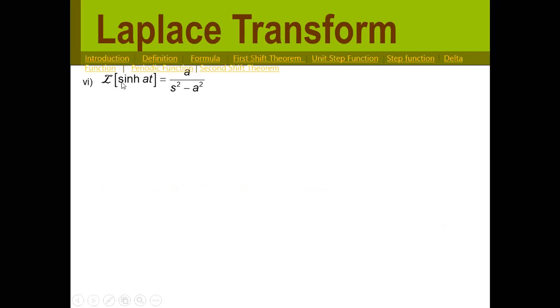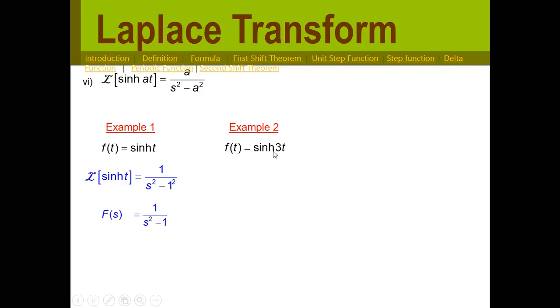Likewise, Laplace of sinh(at) is a over s square minus a square. So a is 1. So 1 over s square minus 1 square. If sinh 3t, a is 3. So just substitute: 3 over s square minus 3 square. So F(s) is 3 over s square minus 9. Okay.